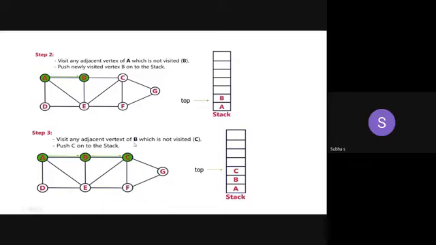You can look at step 3. Visit any adjacent vertex of B. Because there are actually 3 adjacent vertices of B. How many vertices? A, E and C are the adjacent vertices of B. But A is already visited. You can take either E or C here. Here I have taken C. You can go with E also. Finally, the answer will be the same only. You can check it. So C is not visited, so you are pushing C onto the stack.